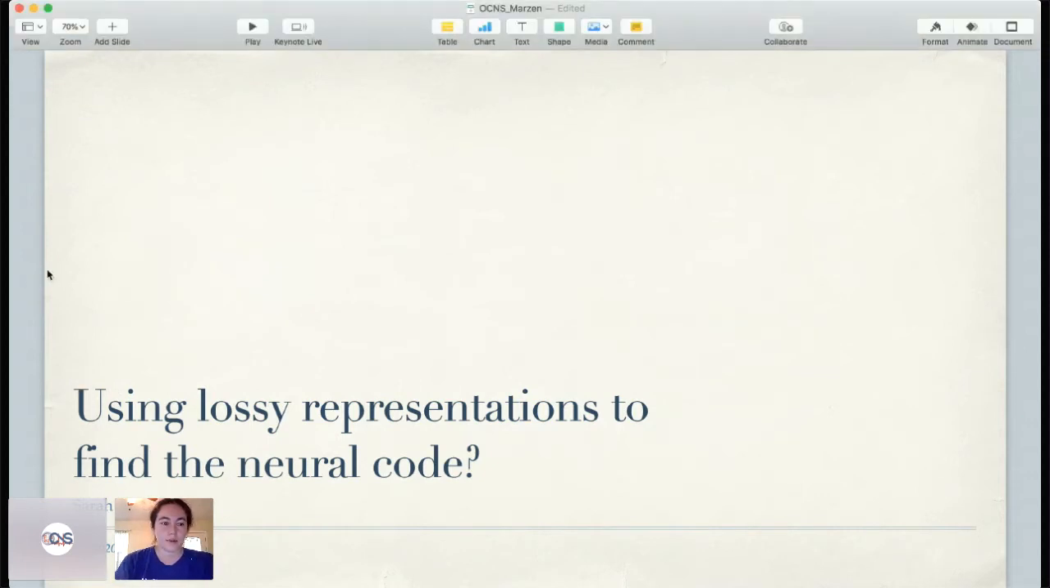So the title of the talk is Using Lossy Representations to Find the Neural Code. Lossy is a technical term. Neural code is something I'm going to talk about. So the title is a little bit jargon heavy, but hopefully it will all make sense by the end.